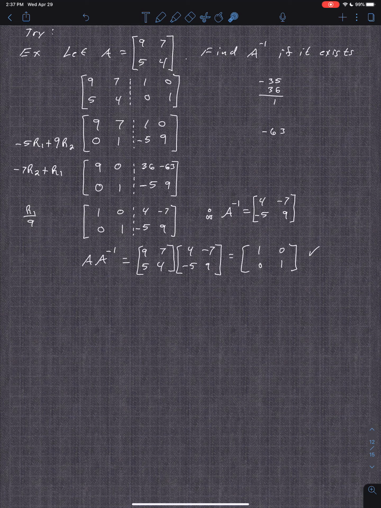Once you've done that, then you get this form, and then the next step is to put a 0 here. So that's just a -7 times this row, and then add it to row 1, and you get a 0 here. And then you just got to divide out by the 9. That's your 1/9. So row 1 over 9, or just 1/9 row 1, multiply through.